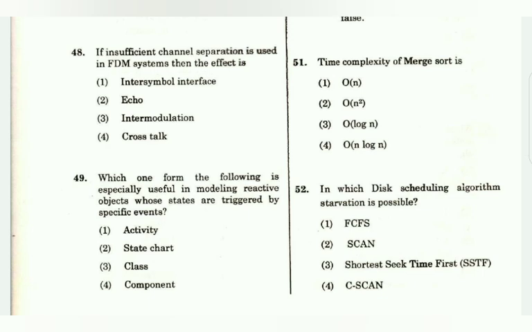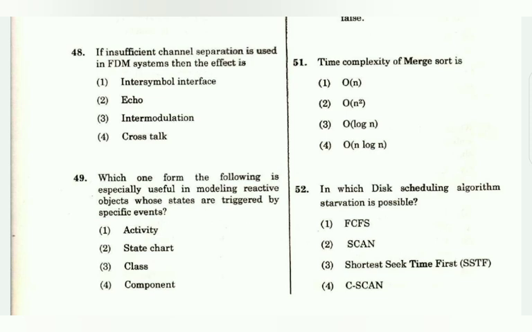If insufficient channel separation is used in FDM systems, then the effect is... FDM, frequency division multiplexing, assigns different frequencies to signals. If channel separation is poor, crosstalk occurs, causing interference between adjacent signals. So option 4 is the correct answer.